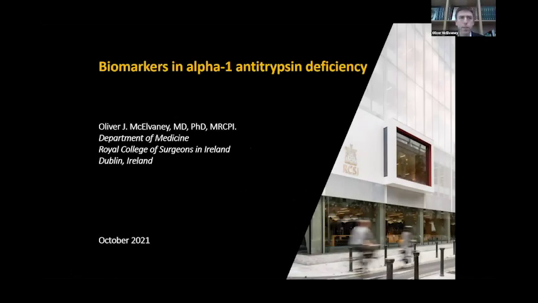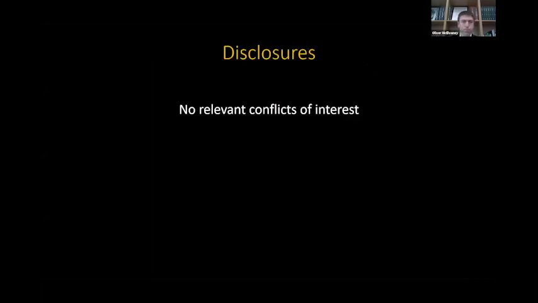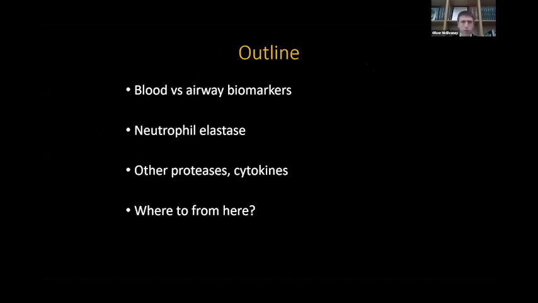Thanks very much, Pavel. So there's a lot to talk about regarding biomarkers when it comes to the lung disease associated with alpha-1 antitrypsin deficiency, and certainly 15 minutes won't cover it all. So today I'm going to focus primarily on molecular level biomarkers in the blood and in the lung. Before we get started, there's just my disclosure slide.